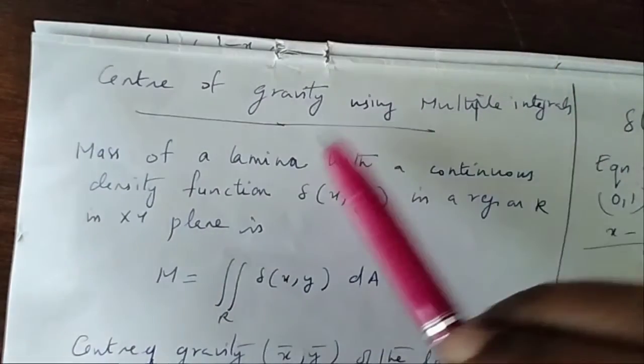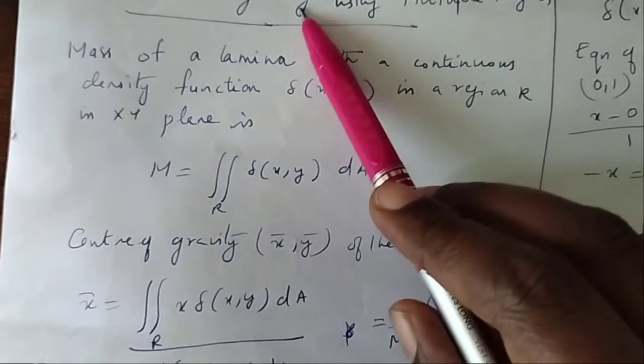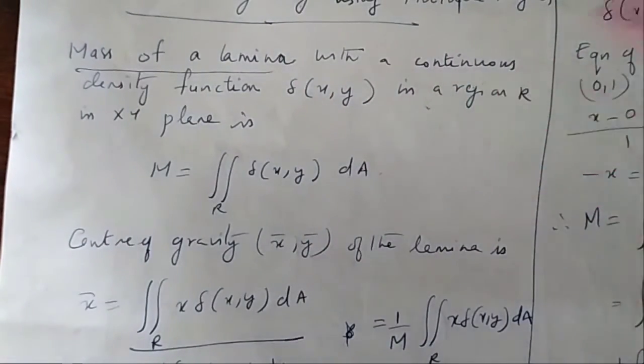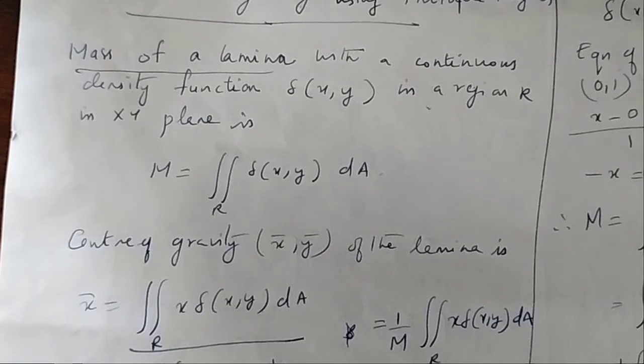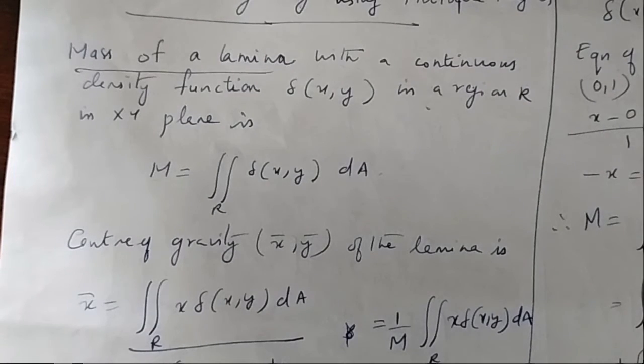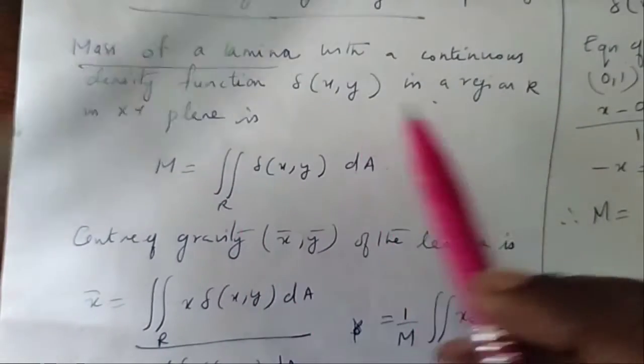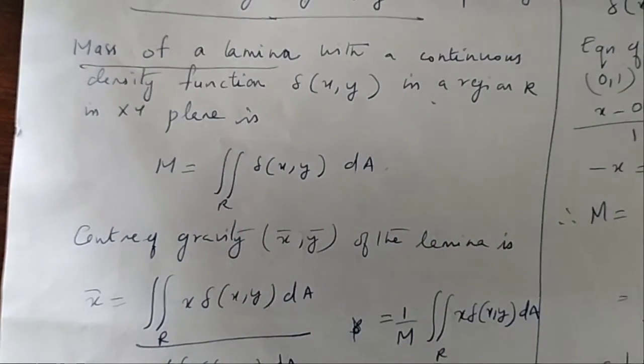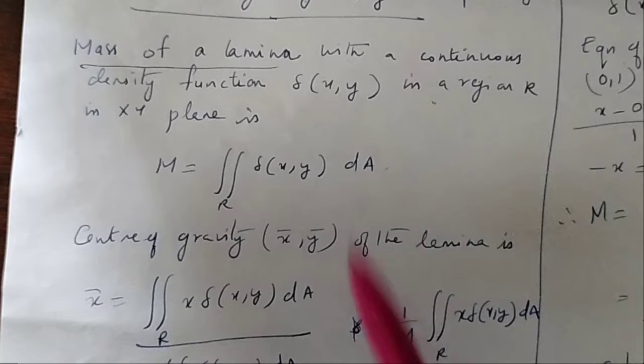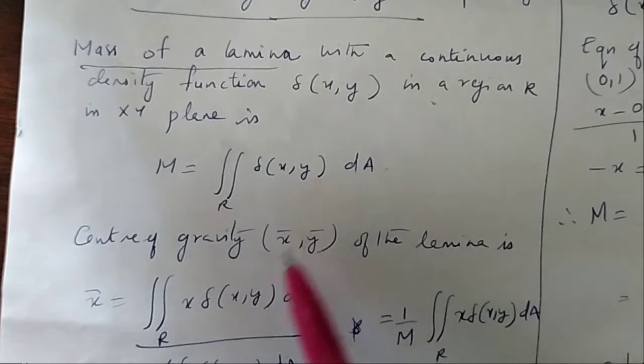So next topic, center of gravity using multiple integrals. To find the center of gravity, we need the mass of a lamina. The mass of a lamina with a continuous density function delta of xy in a region R is given by m is equal to the double integral over R of delta of xy dA. So delta of xy is the density function.